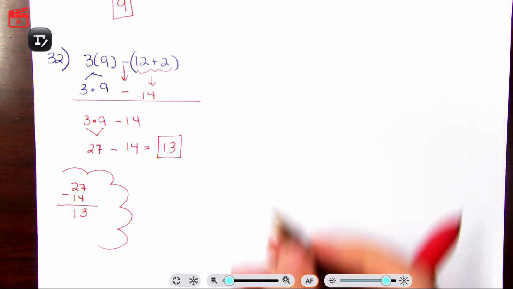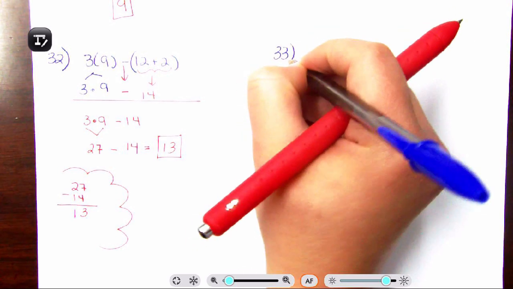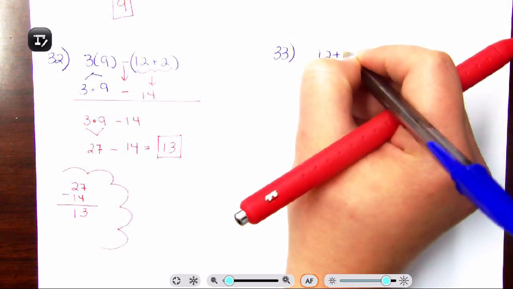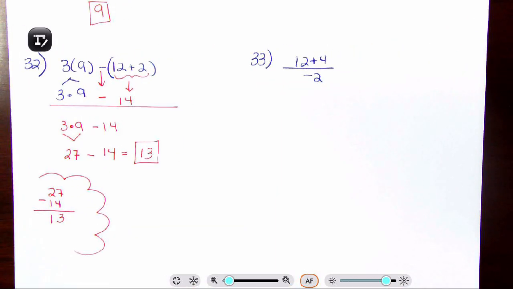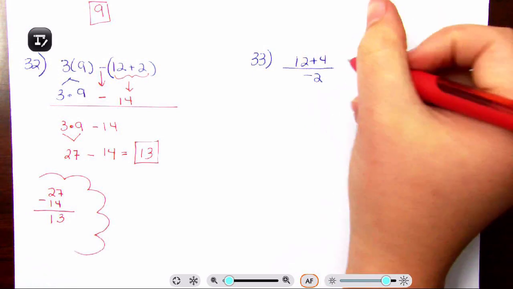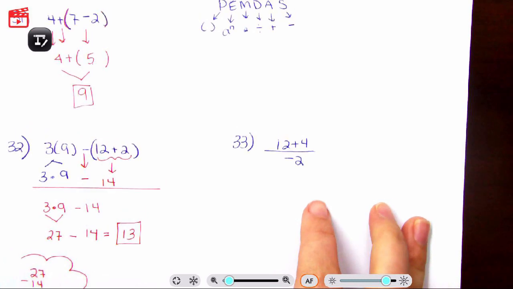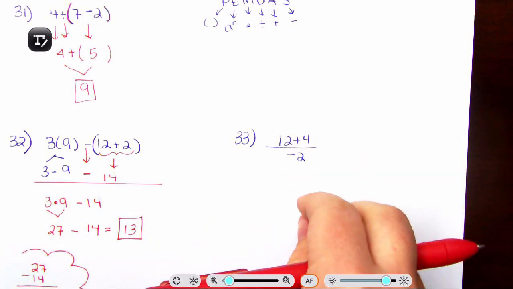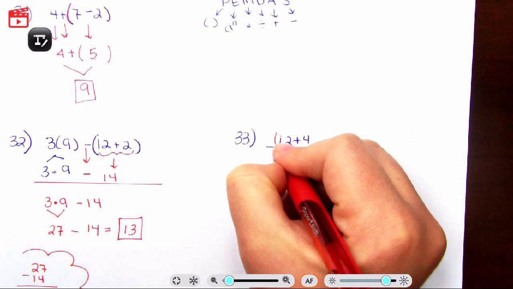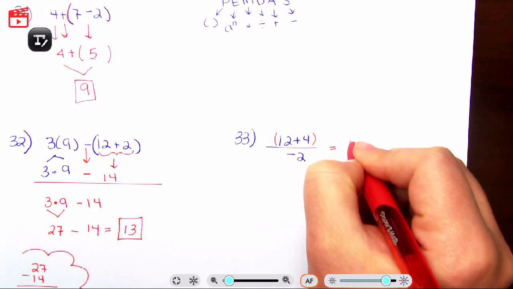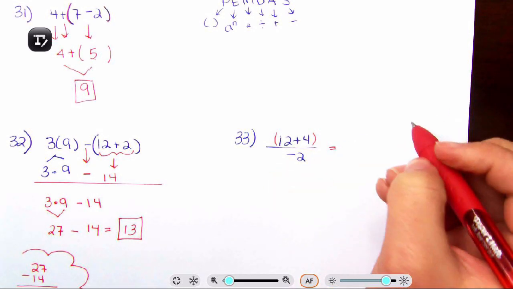Number 33, we'll do it over here. Number 33 says 12 plus 4 divided by negative 2. Now here's the thing. This is weird. Because if we were to do PEMDAS on this one, we have to do things on top of the bubble first and the bottom. So these are imaginary parentheses on top of the bubble. So we have to do the top numerator first.